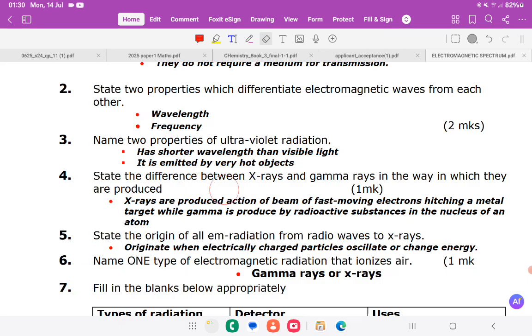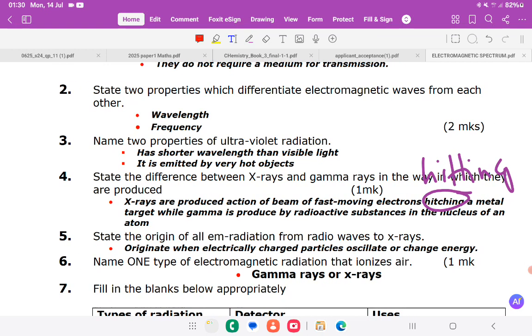Question number 4. State the difference between X-rays and gamma rays in the way in which they are produced. In terms of how these 2 are produced, X-rays are produced by the action of a beam of fast-moving electrons hitting a metal target. While gamma is produced by radioactive substances in the nucleus of an atom.